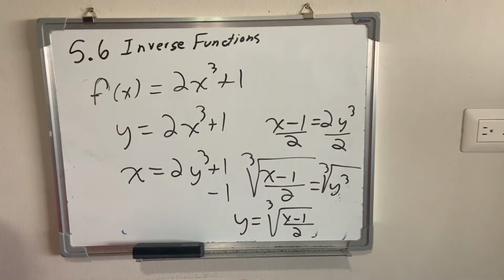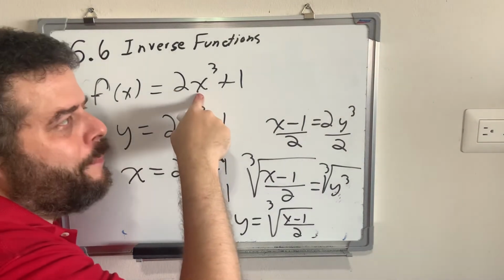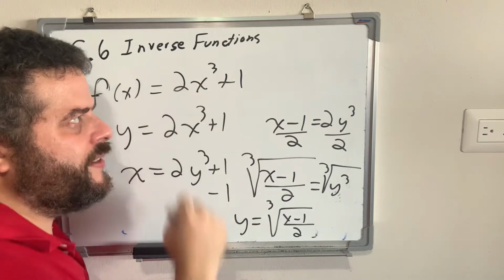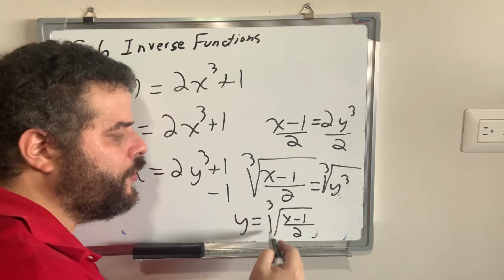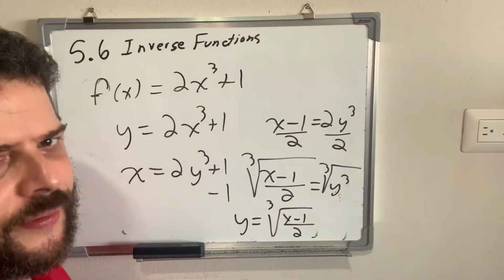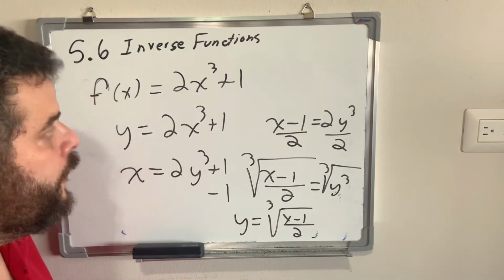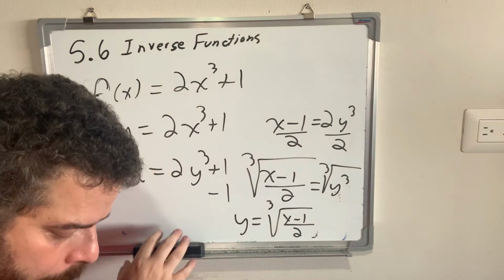Okay. And look, here I'm multiplying by 2. I'm adding 1, raising to the third power. Here I'm subtracting 1, dividing by 2. Cube root. Everything's the opposite. That's why it's called the inverse. Let's do example 5.